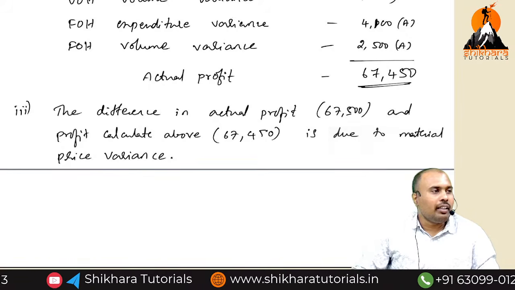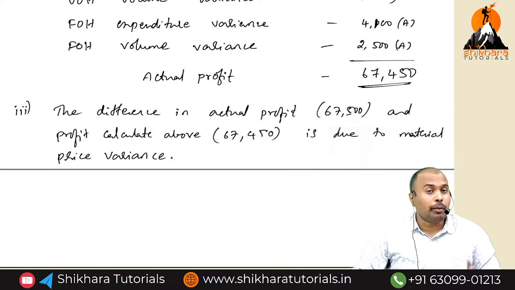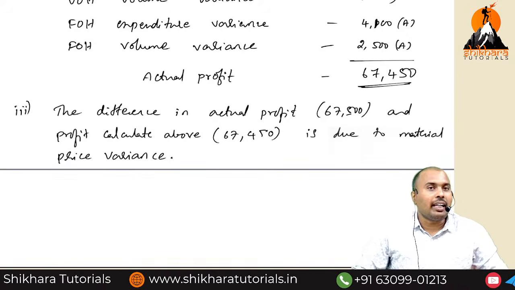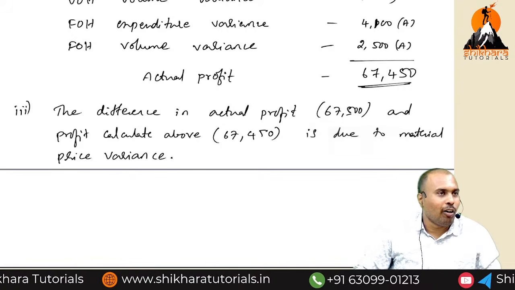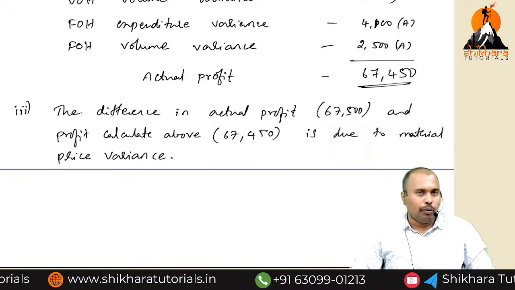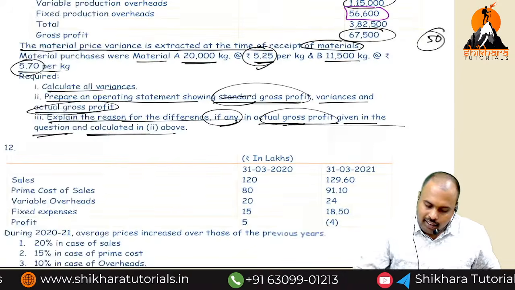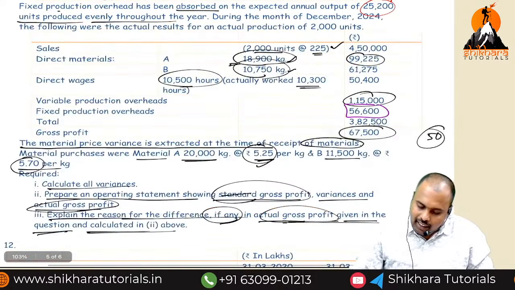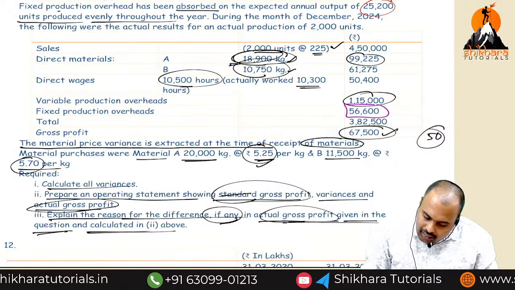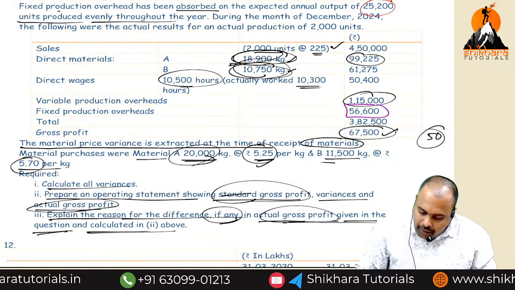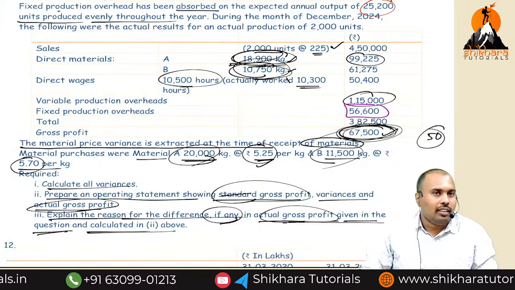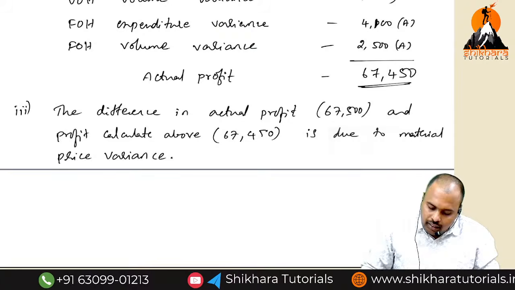Usually to match material, as we already discussed in the previous class, the question might ask us to go for it at the time of purchase, but to make the statements reconcile, it should always be based on consumption only. Because here, when they calculated this 67,500, they used consumed, not purchased things. So while calculating this profit, they are using consumed values.